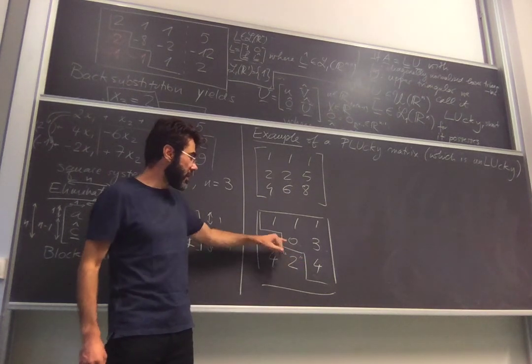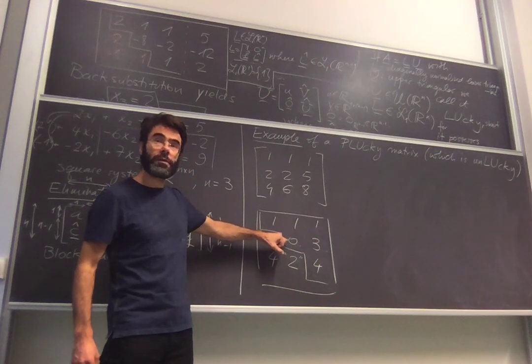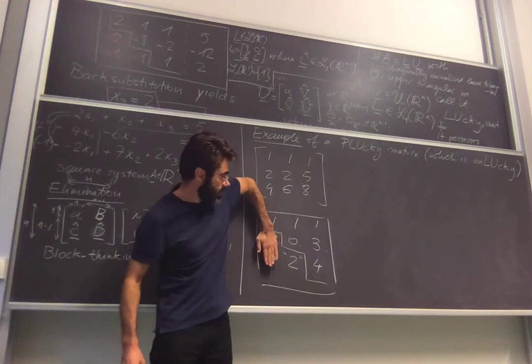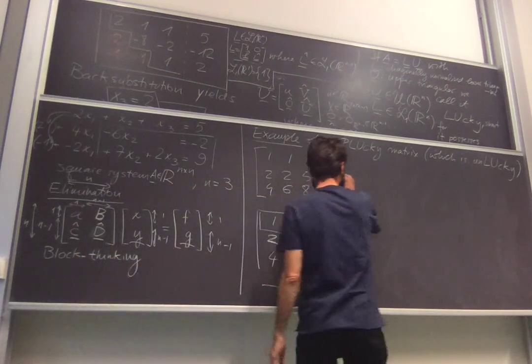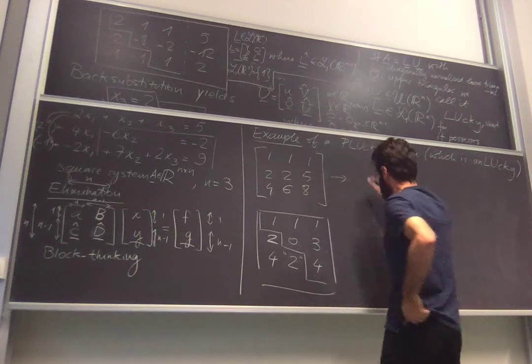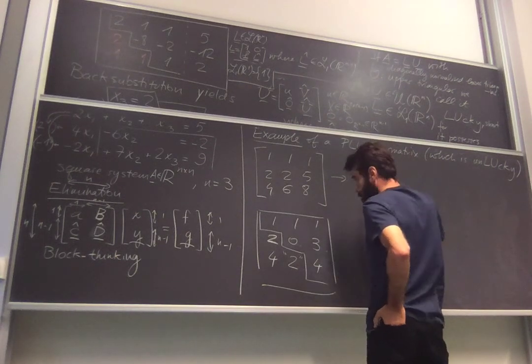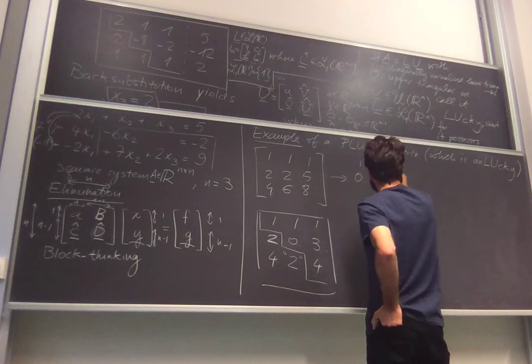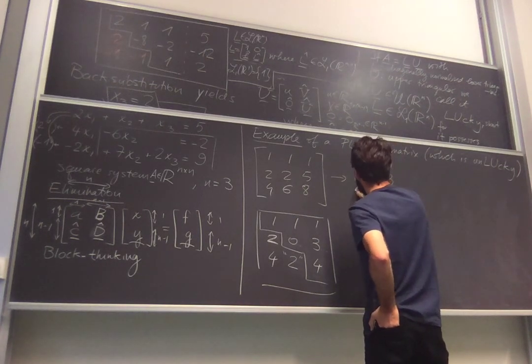Why did we get stuck? Because this 0 here is useless when I want to eliminate this one. So remember, this is 0. The new system is this one, so maybe I should write it. The first step in Gaussian elimination provides 0, 0, 3, 0, 2, 4.